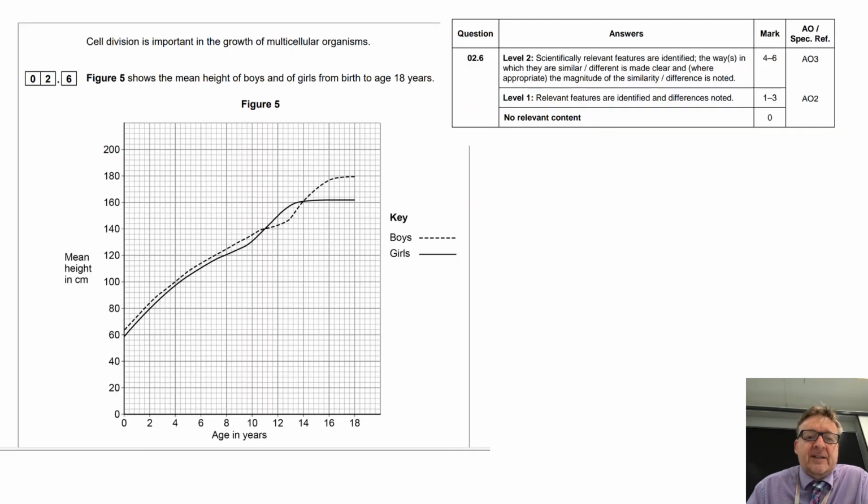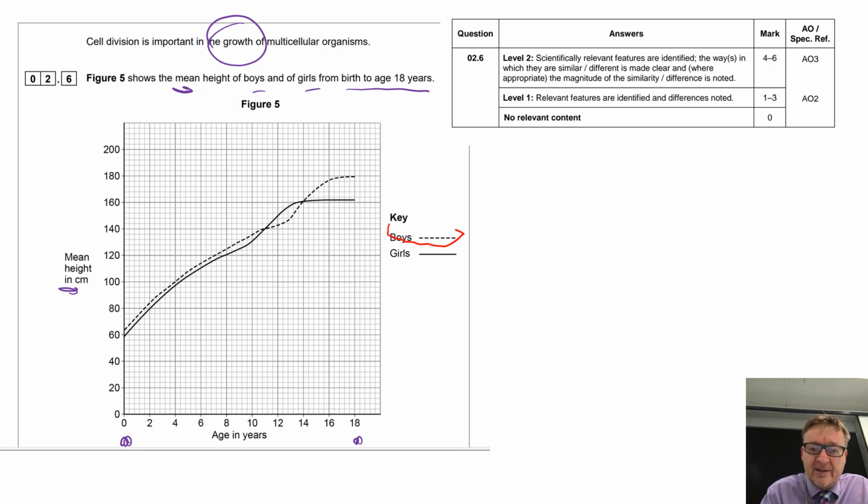Question 2.6. Cell division is important in the growth of multicellular organisms. Growth, that's kind of what we're thinking about here. Figure 5 shows the mean height of boys and of girls from birth to 18. Let's have a look at our graph. It starts at 0, so that's how long all the babies are, and it ends at 18, which is how long all the 18-year-olds are. Mean height. I've got dots for boys, do them in red, and girls, a straight line.